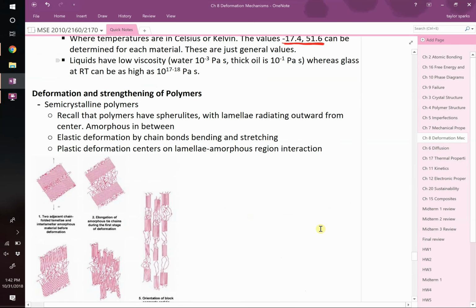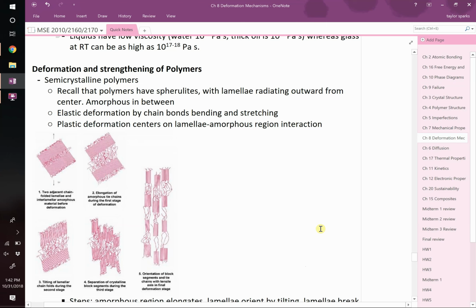Okay? Let's talk about polymers for a minute. As you deform polymers, they undergo a series of steps. This might be your polymer when you start out. In that material, you've got clearly a crystalline region. That's this sort of square blocked out region. That would be crystalline. That's the chains folding past each other in a way that's crystalline. But then you've got the sort of messed up amorphous regions between those.